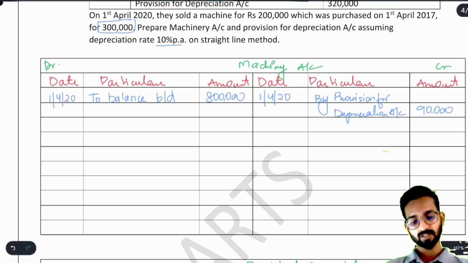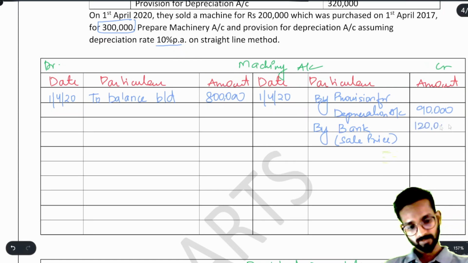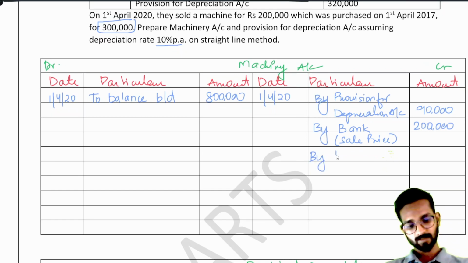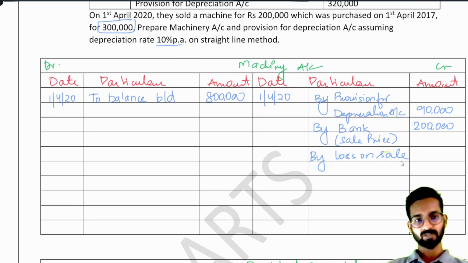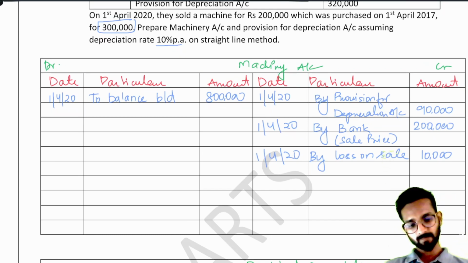Now at what price we sold the machine? You will say, sir, we sold it for 2 lakhs. So by bank, we are writing here selling price, that is, sorry, 2 lakhs. Was there a gain or loss? There was a loss. So by loss on sale, losses are debited. So by loss on sale, how much? 10,000. We have written here. The dates will be same, 1/4/2020, 1/4/2020. Easy.